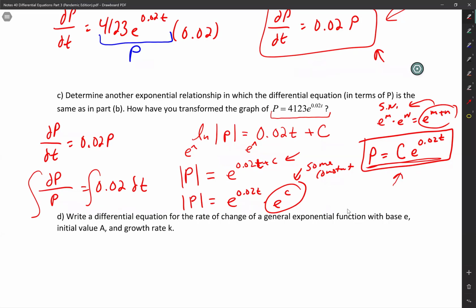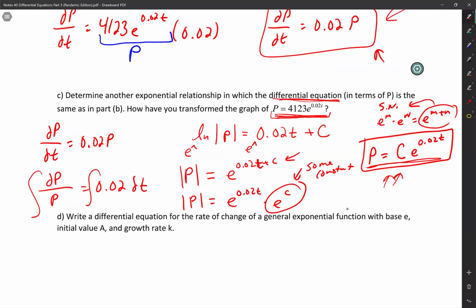Here's what I understood. I want the same differential equation. If I take the derivative, I'm going to get the same equation, the dp dt. You know what I mean? And then it says, how does it differ from this graph? Well, it differs because now I don't have that number, the 4123. Does that make sense, Godinez? Okay. I mean, it makes sense. I don't get the point of it.